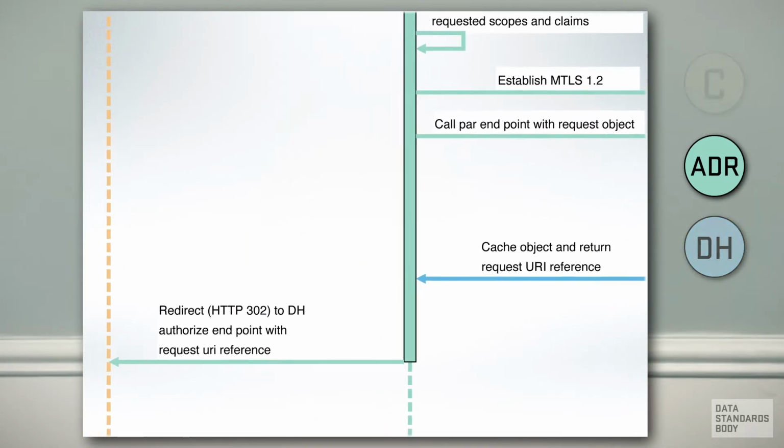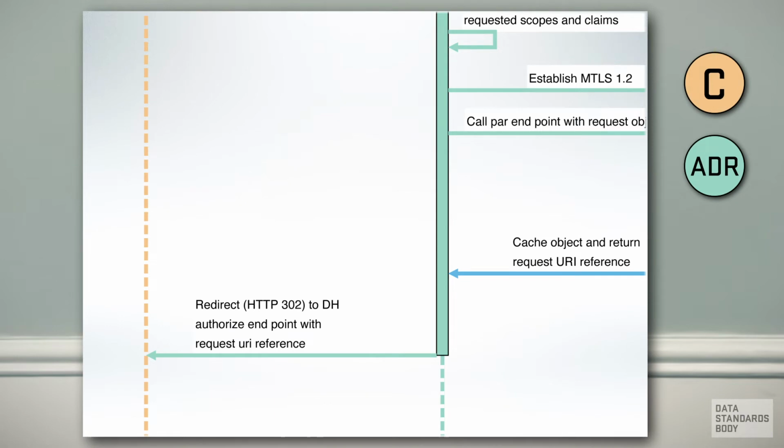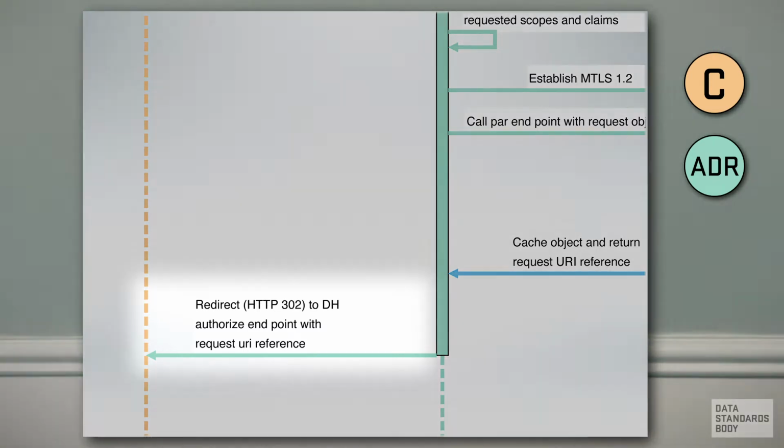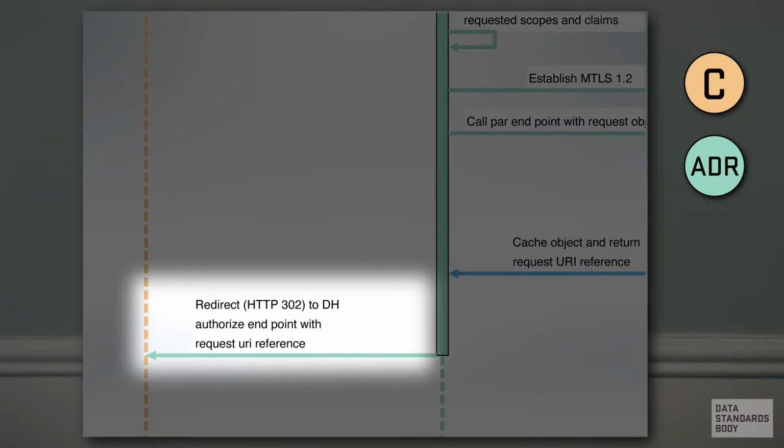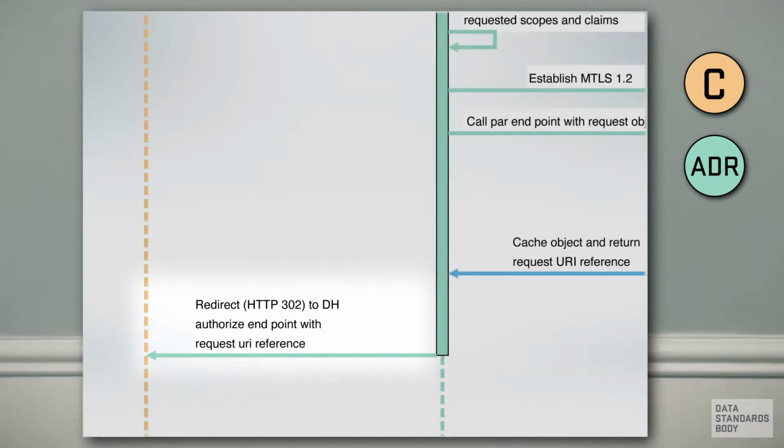And then the ADR will say, I've now got enough, I've staged my consent through PAR. I will now initiate the OIDC hybrid flow by doing a HTTP 302 redirect to the data holder's Authorise endpoint with the request URI reference and all the other information that the Authorise endpoint requires. Things like the redirect URI and the client ID and so on and so forth.